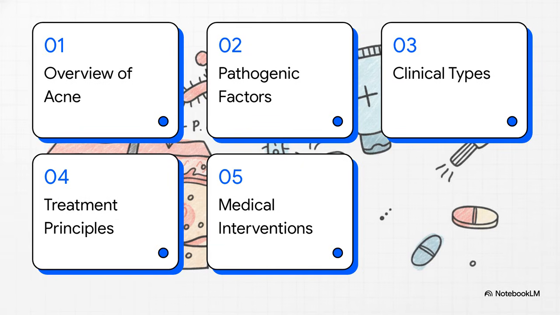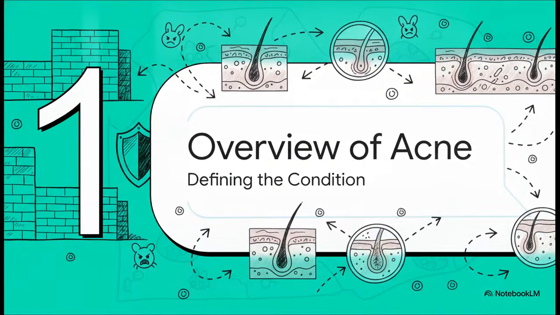Number 1, an overview of acne. Number 2, the 4 pathogenic factors. 3, benign and inflammatory types. 4, the 4 treatment principles. And finally, number 5, medical intervention methods. Let's get to it. Section 1, overview of acne.